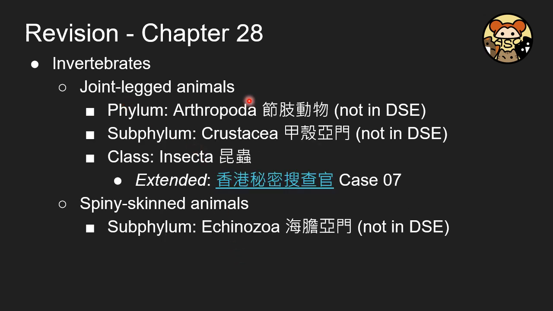And for the jointed leg, there is the insecta. It goes from the phylum to the subphylum and then to the class. So you may notice that insecta is actually a term for the class.